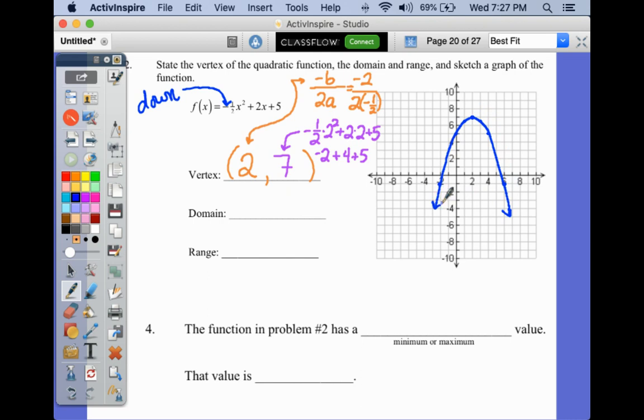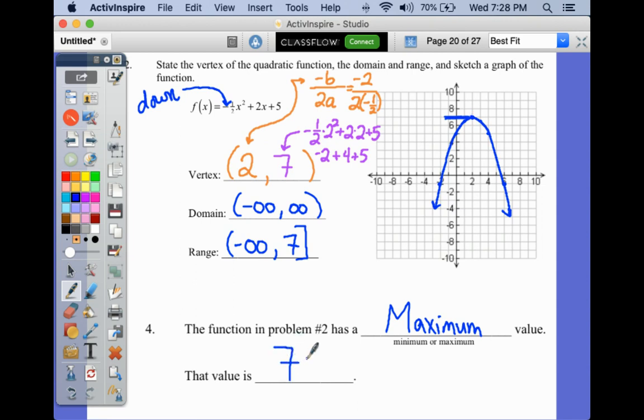Okay, for this parabola, actually let's do domain and range. Forgot it was there. Domain for all quadratic functions is negative infinity to positive infinity. Range is the y values, and so it's going down without bounds. So we're going to start at negative infinity and it goes up to 7, and it stops increasing once it hits 7. So that range is tied directly into question number 4. We have a maximum value, because our vertex is at the top right here, and it hits the y-axis at 7, which is also the y-coordinate of the vertex.